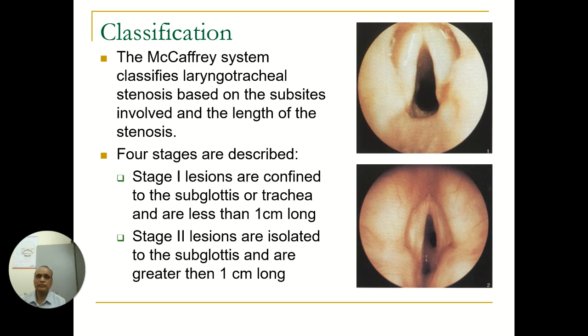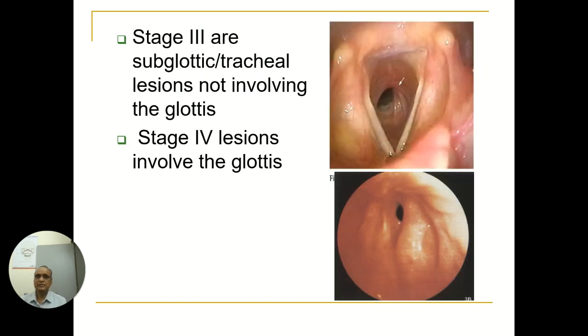The classification has already been put forth. The McCaffrey system classifies laryngotracheal stenosis based on the subsites involved and also the length of the stenosis. Four stages have been described. Stage 1 lesions are confined to the subglottis or trachea and they are less than 1 cm long. Stage 2 lesions are associated with the subglottis and are greater than 1 cm long. Stage 3 are subglottic and tracheal lesions but not involving the glottis. Stage 4 lesions involve the glottis. These are a few classifications depending on the length of the stenosis segment.